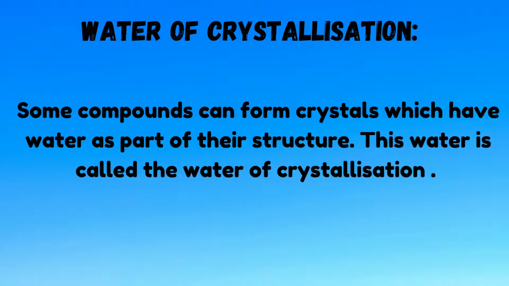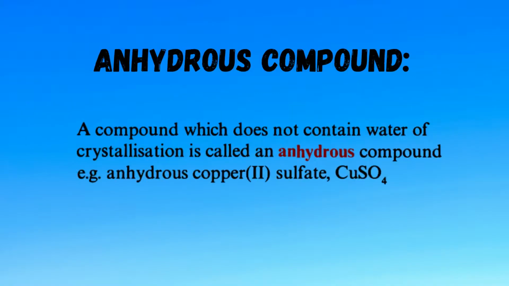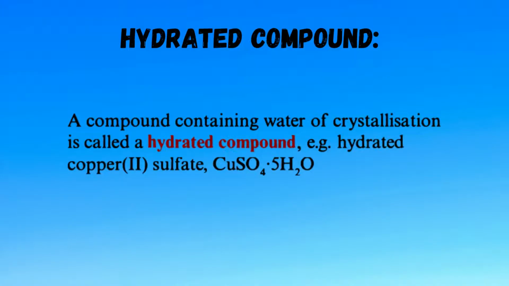What do you mean by water of crystallization? Some compounds can form crystals which have water as part of their structure. This water is called the water of crystallization. An anhydrous compound is one that does not contain water of crystallization. Example, anhydrous copper(II) sulfate, CuSO4. Hydrated compounds contain water of crystallization. Example, hydrated copper(II) sulfate, CuSO4.5H2O. That 5H2O indicates the water of crystallization.